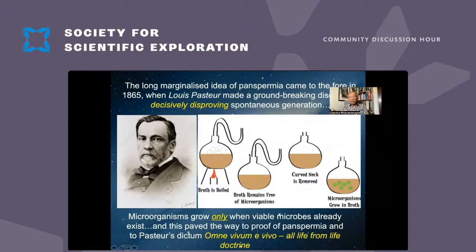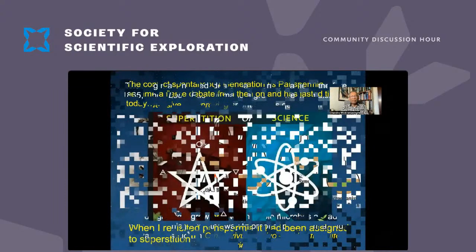When the curved neck was broken, and therefore the sterile broth was exposed to the air, then microbes grew. And so microbes grew only when pre-existing, viable microbes were able to find their way into the broth. And this, I think, was the first experiment that paved the way to prove panspermia in the laboratory. And Louis Pasteur had this dictum, omne vivum e vivo, in Latin, which says that all life comes from life. And that was a doctrine that really ripped through the intellectual scene in Europe for about 2 or 3 decades before it also was abandoned.